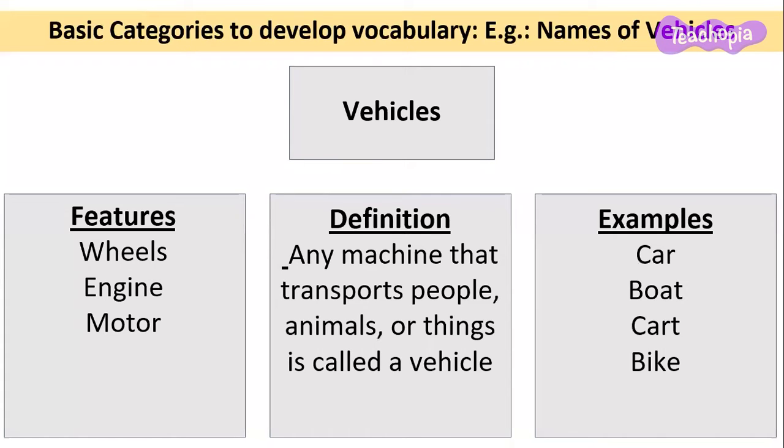Okay, so now let us look at what we have here. Very great inputs. Thank you very much. So, under the definition of vehicle, you would have a simple statement like this: any machine that transports people, animals or things is called a vehicle. Under features, you will have simple features of vehicles: wheels, engine, motor, and so on. Under examples, you will have simple examples like car, boat, cart, bike, and many other examples like Kriti mentioned in this module, and also like we have learned in the previous module. Examples is a non-exhaustive list where you can come up with many words, right? So yes, this is what a vocabulary set for the topic vehicles looks like.